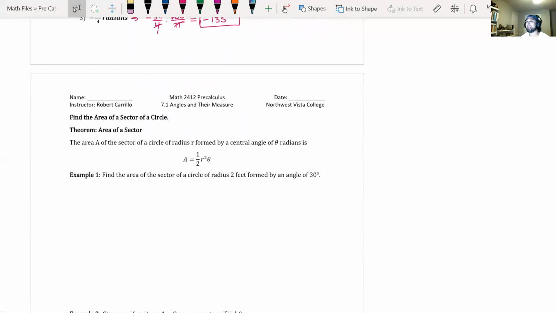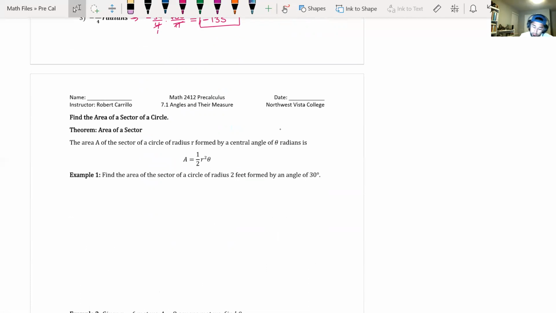Next is finding the area of a sector of a circle. So area of a sector. The area A of the sector of a circle of radius r formed by a central angle of theta radians is given by the formula A equals 1/2 r squared theta, where theta, again, must always be in radians.